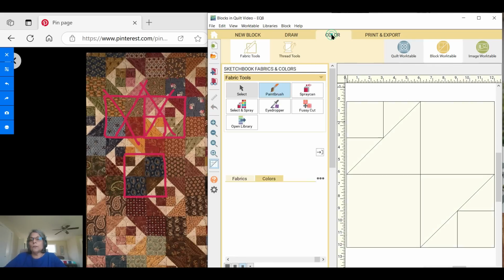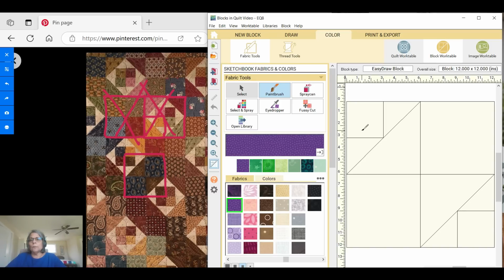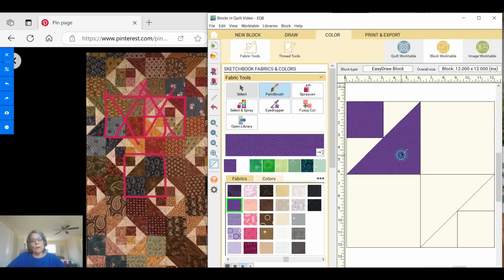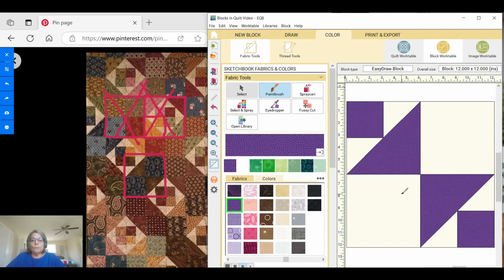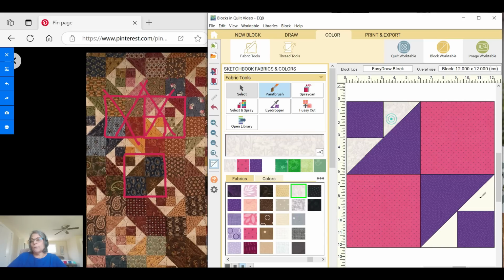So let's go to color so you can see what's going on here. And I'm just going to choose some random fabrics and just match the fabrics they're using. So the cat's cradle accent fabrics are the same. And then let's put in the square fabric. And how about some background here? So that block is identical to this block. And this block is repeated all through the quilt, and it's just rotated back and forth. So I'm going to save this, and we'll go on to the next block.